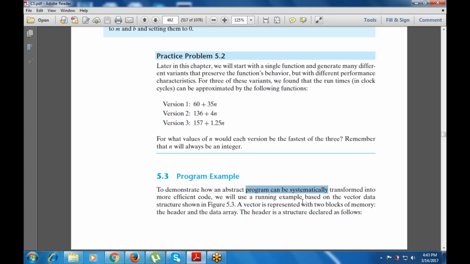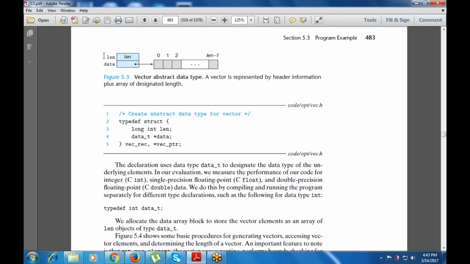And what is a vector? That is represented with two blocks of memory, the header and the data array. So we are using the header and the data array over here. This is the len, or the length data. This is 0, 1, 2, up to len minus 1. This is a vector abstract data type that is represented by the header information plus the array of the estimated length. This creates the abstract data type for the vector.